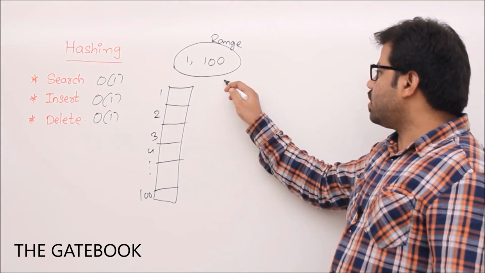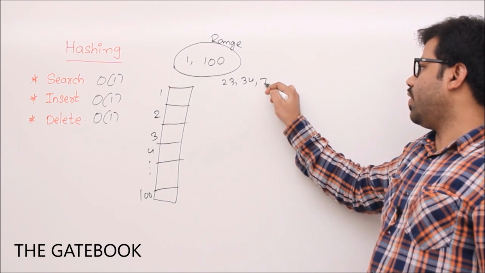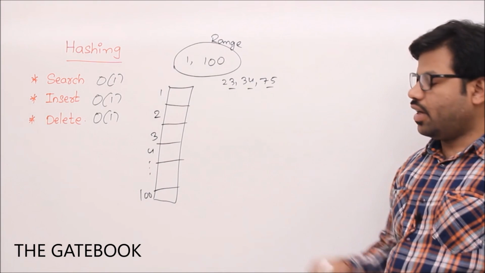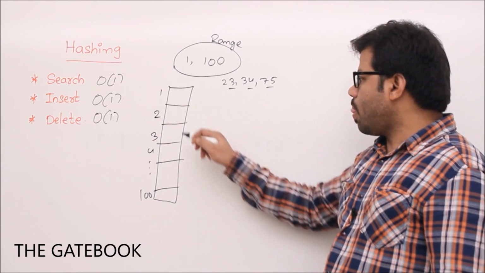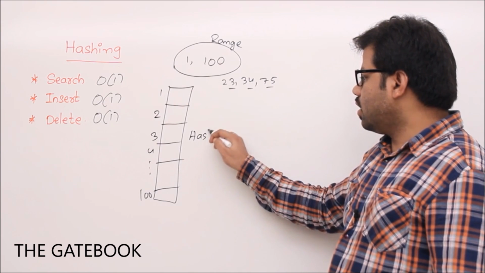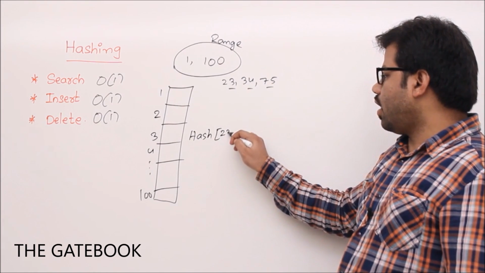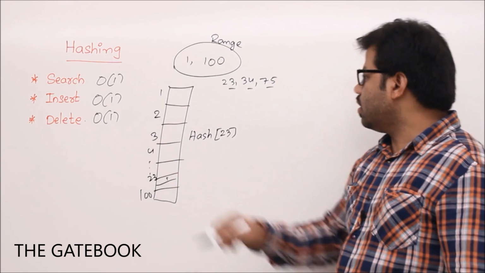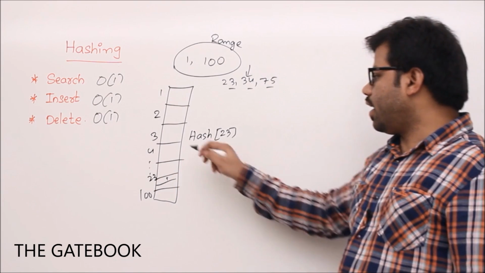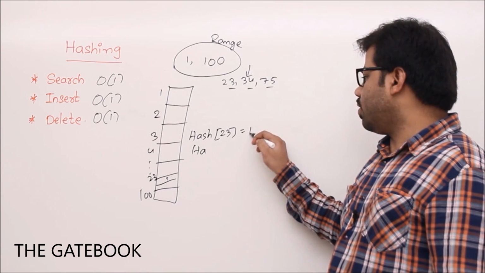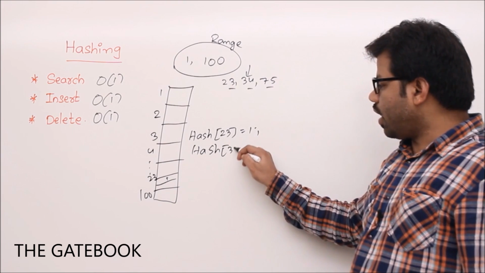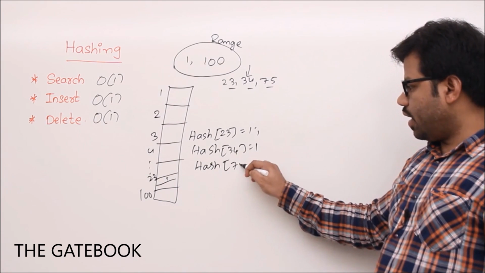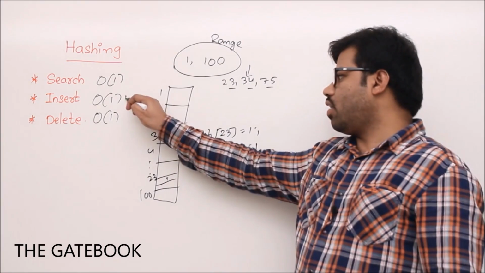So now, for example, let's say 23, 34, 75 are the values you are going to insert in this array. What we do is, directly I go to, let's say the name of this array is hash. I will go to hash of 23 and mark it. That means I make hash of 23 to 1. That's it. If you insert 34, then directly go to hash of 34, make it 1. If you do that, what happens? It will take only 1 unit of time to do that, correct? So this is the way insertion can be done in order of one time.